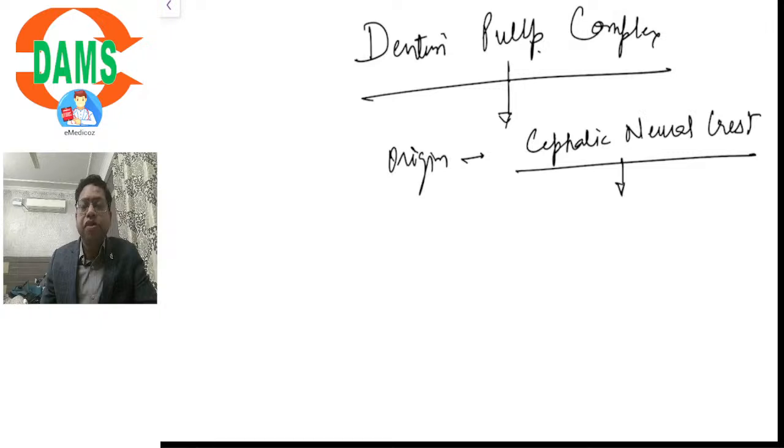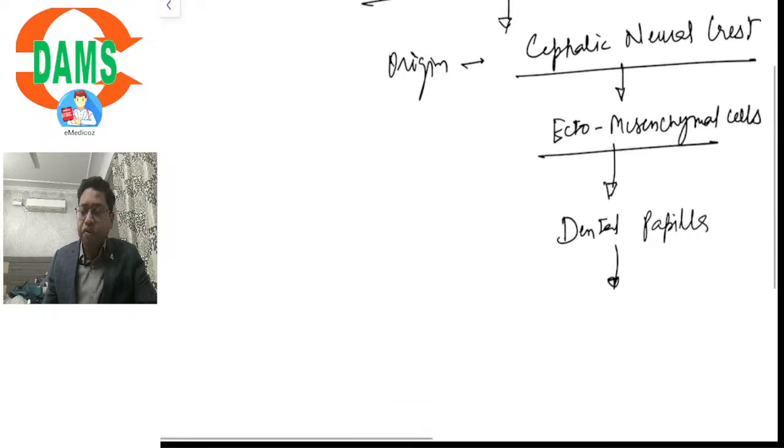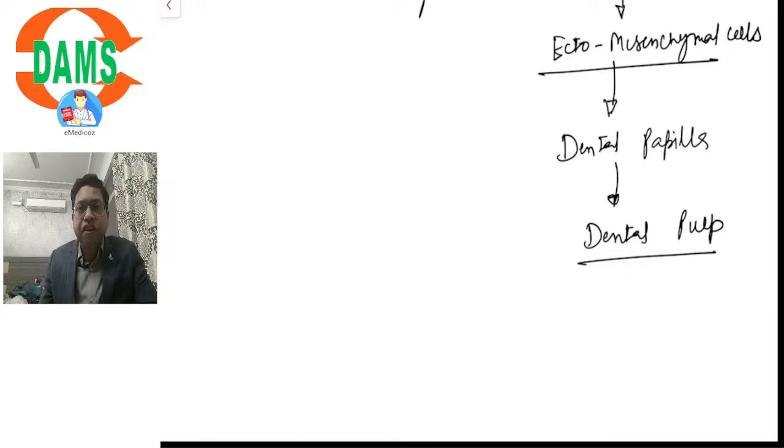And this cephalic part of the neural crest is made up of ectomesenchymal cells. So both ectodermal and mesodermal cells take part and form the dentine pulp complex. These ectomesenchymal cells of the cephalic neural crest would form the dental papilla, and this would result in formation of dental pulp. This is the embryological origin of dental pulp from the cephalic neural crest cells.